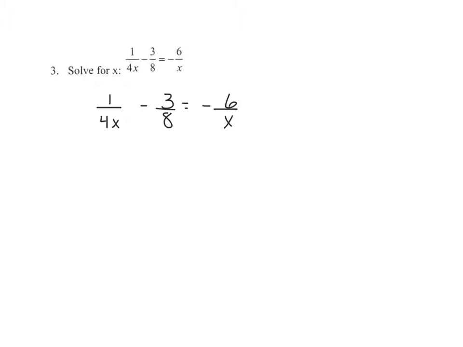In this problem, we are trying to solve for x. So I look and I notice that I have a rational expression, or a rational equation, and that I need to find an LCD. So my LCD for 4x, 8, and x is 8x. Now, since I have an equation, I can multiply both sides of my equation by that LCD.